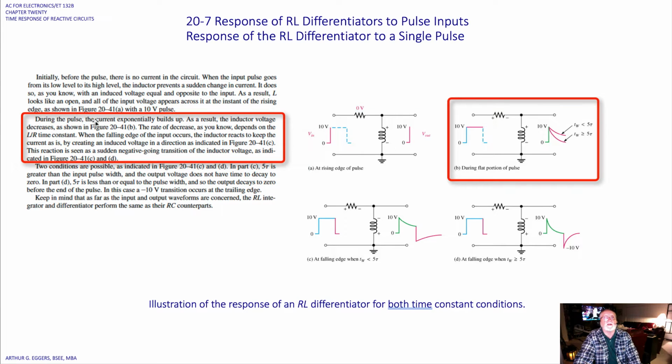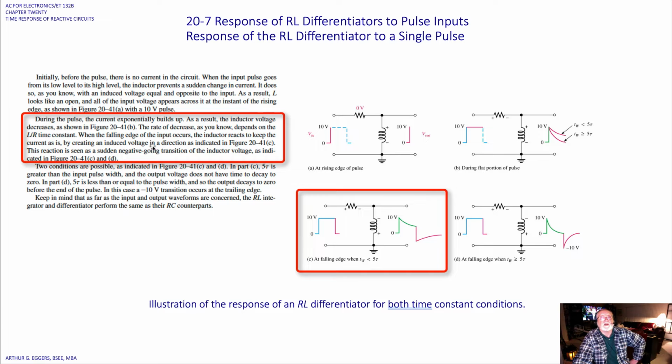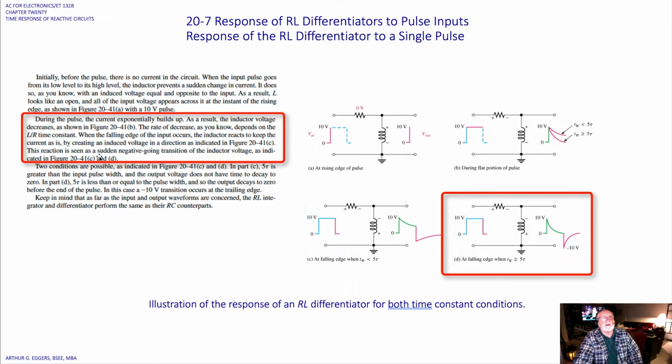During the pulse, then, the current exponentially builds up. As a result, the inductor voltage decreases. The rate of decrease, as you know, depends on the L over R relationship and the time constant. When the falling edge of the input occurs, the inductor reacts to keep the current as is by creating an induced voltage in a direction as indicated by diagram C. This reaction is seen as a sudden negative going transition of the inductor voltage as we see in D.